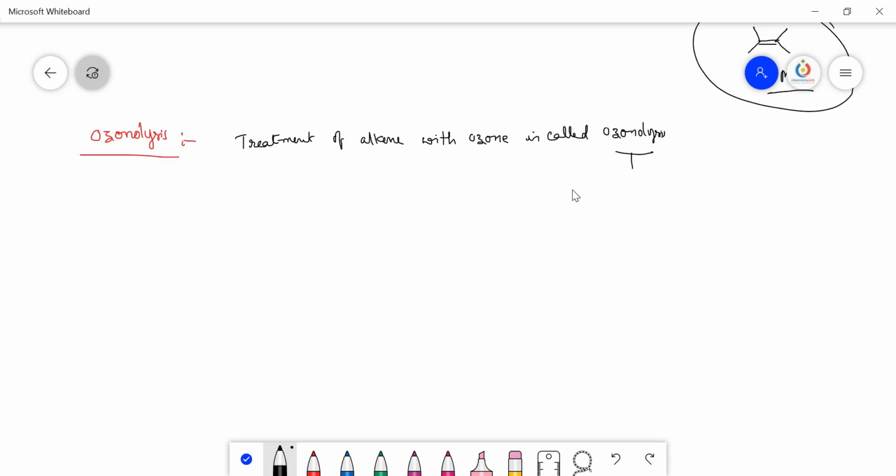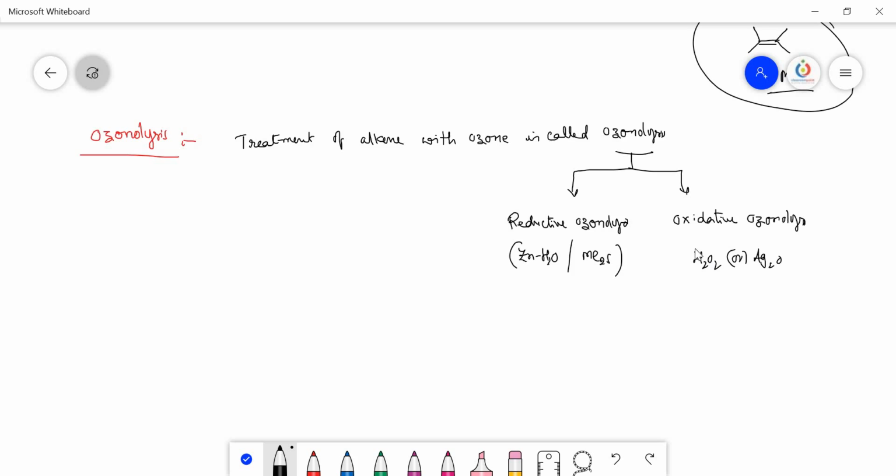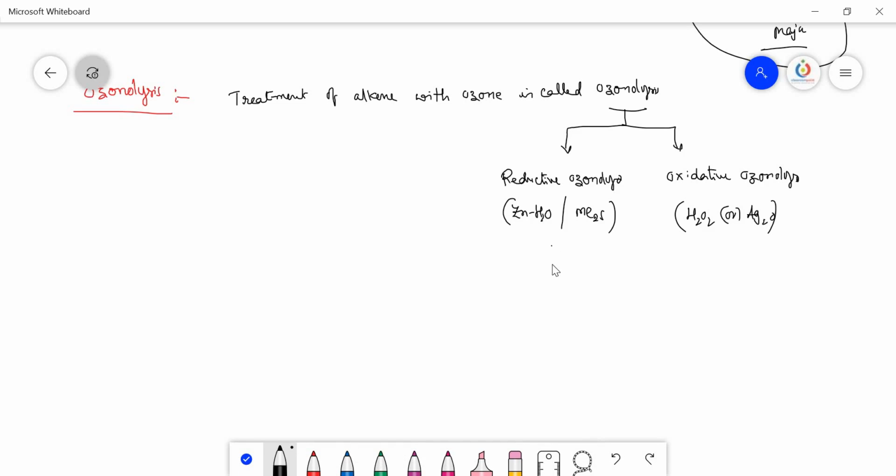But this ozonolysis is of two types based on the type of reagents we are going to use. That is reductive ozonolysis and oxidative ozonolysis. In reductive ozonolysis, we generally use zinc and H2O combination, or we can use dimethyl sulfide as the reducing agent. In oxidative ozonolysis, we use H2O2 or Ag2O as oxidizing agents. The difference between these two reactions is, when you use reductive ozonolysis, it gives only carbonyl compounds as the final products. In oxidative ozonolysis, we get three types of products: ketones plus carboxylic acids plus carbon dioxide.